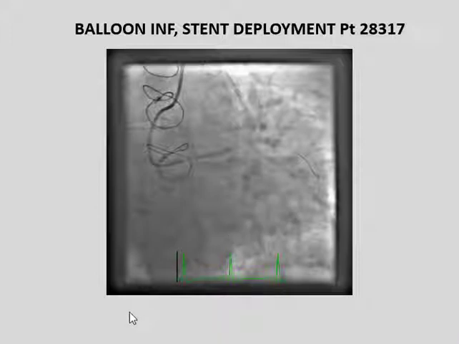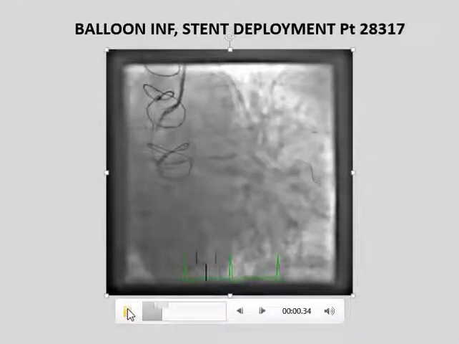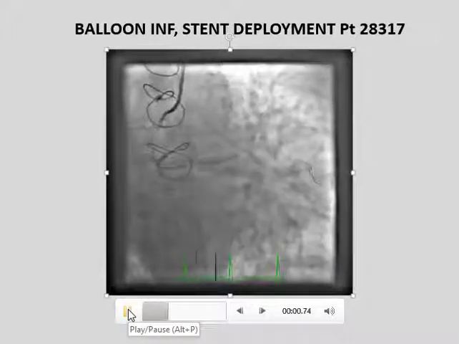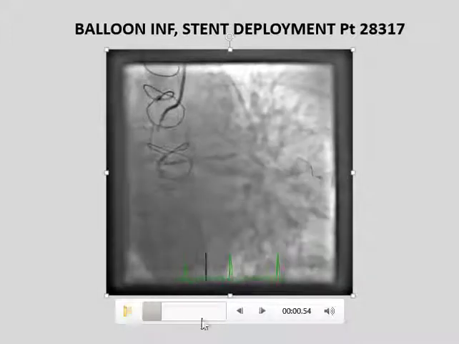This shows you the sequence of steps in the procedure. That's the stent about to be deployed. Very careful positioning to ensure we don't block off the origin of any side branches.